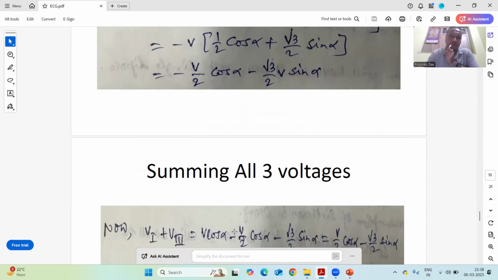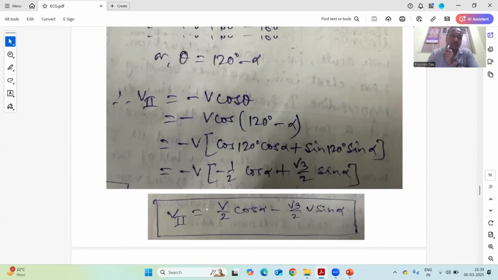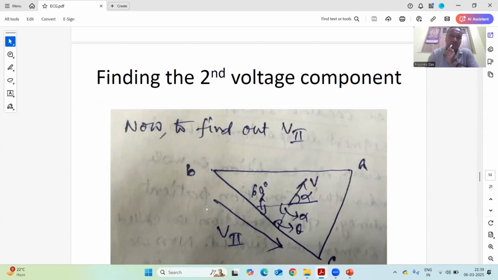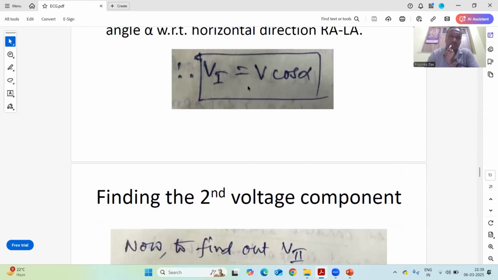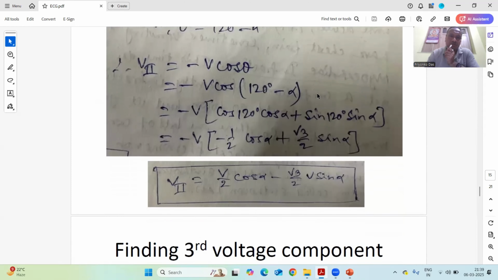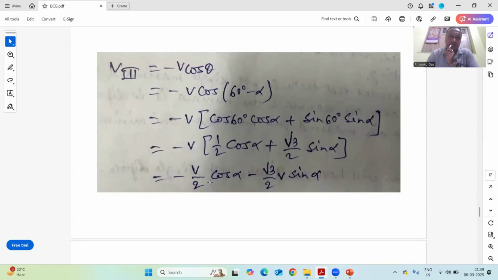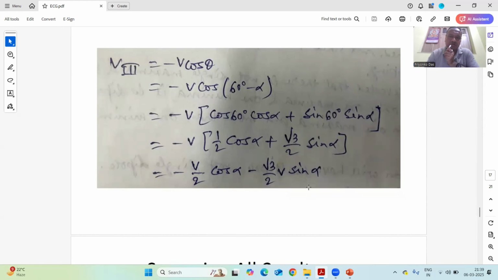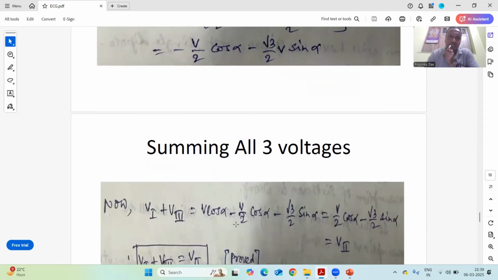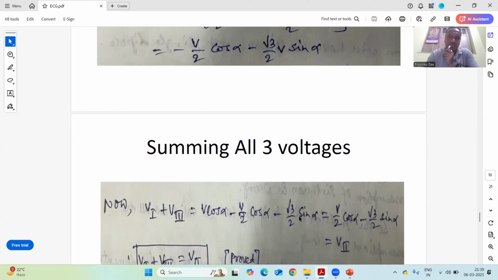V1's value, I got, was V cos alpha. Then V3's value I got as minus V by 2 cos alpha minus root 3 by 2 V sin alpha. I have replaced it over here: minus V by 2 cos alpha minus root 3 by 2 V. There should be a V sin alpha. It was my mistake.